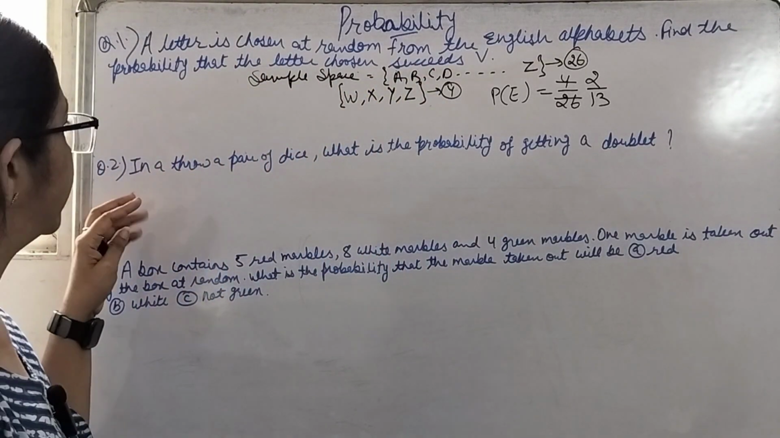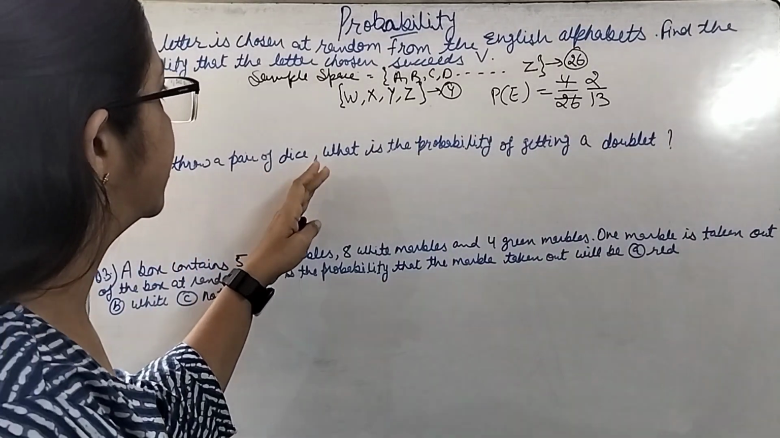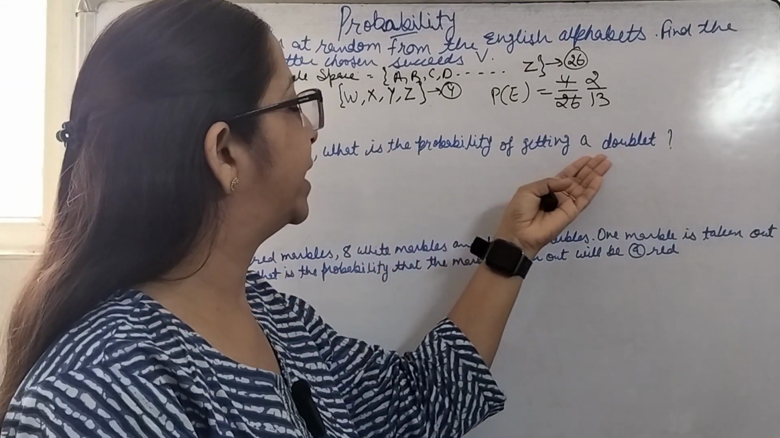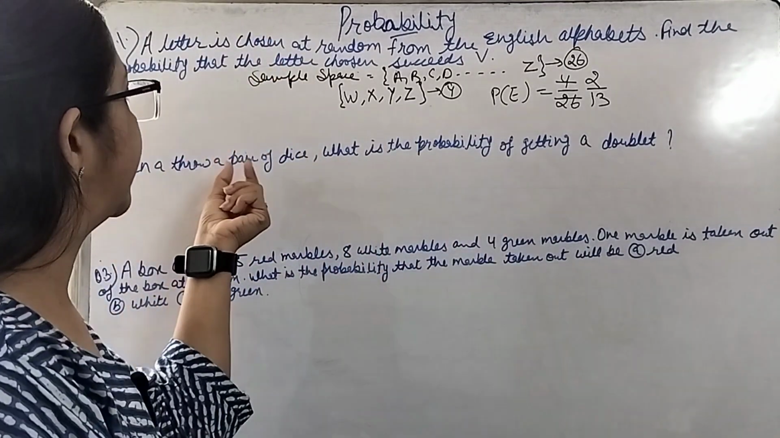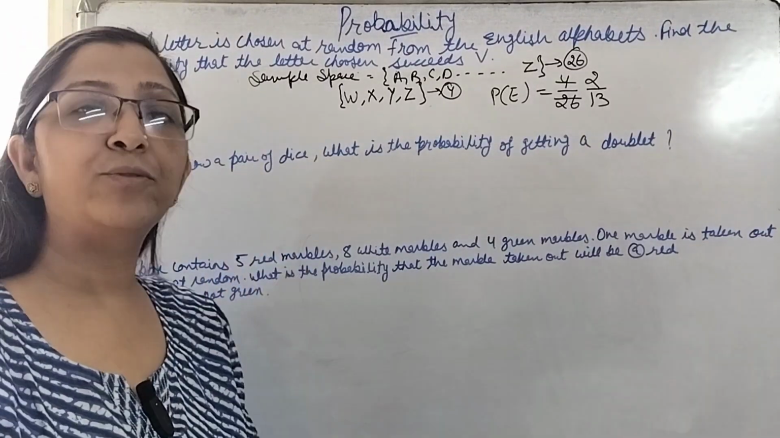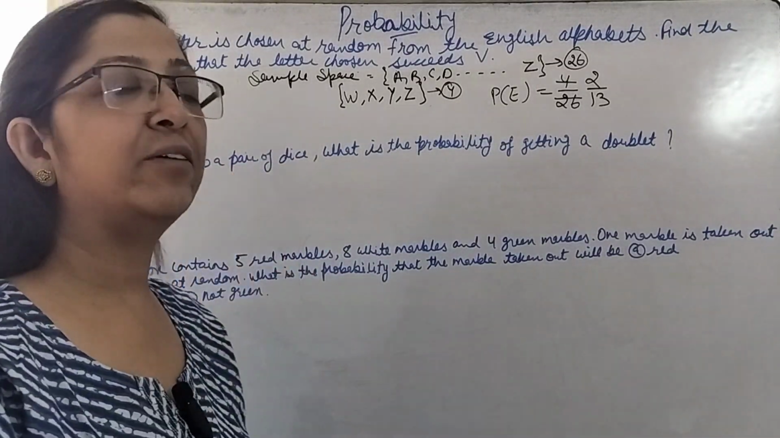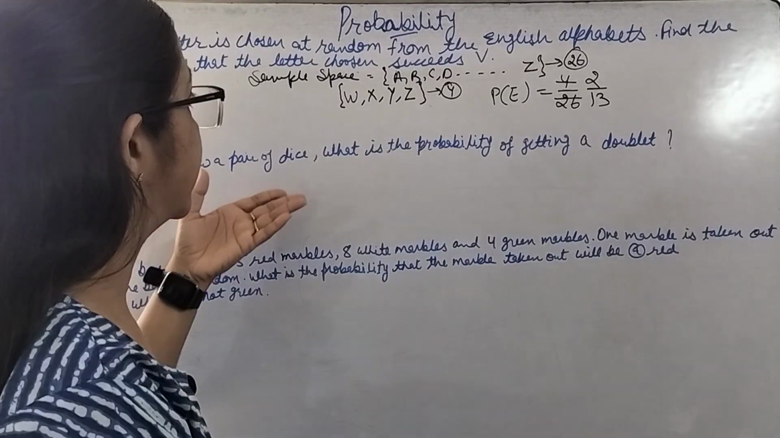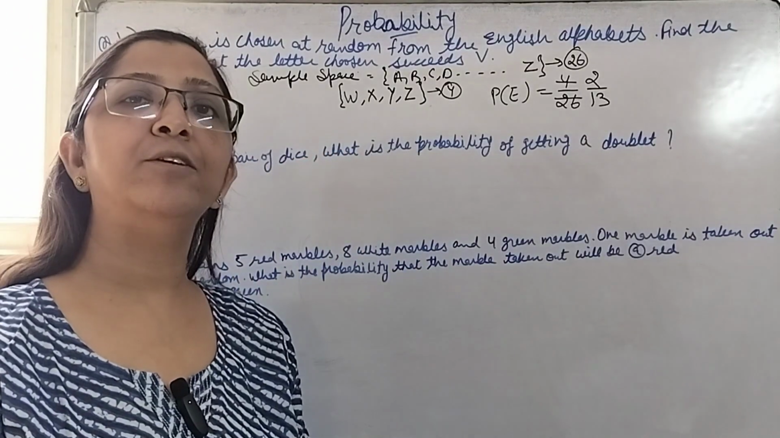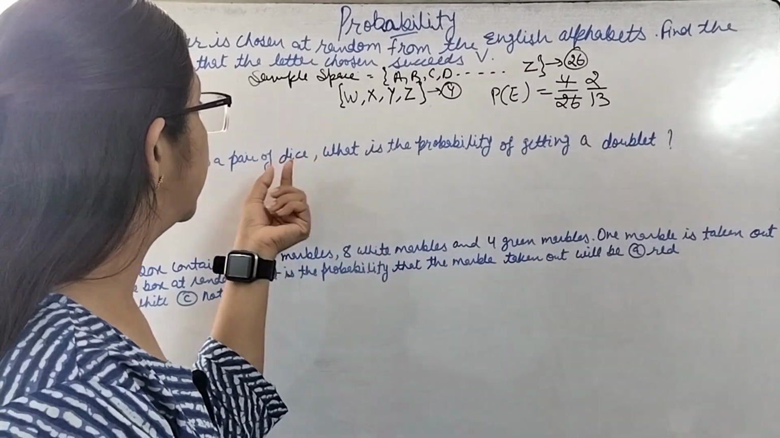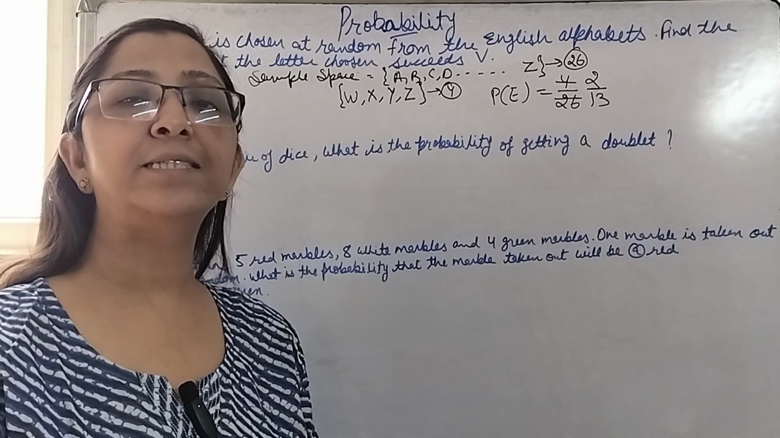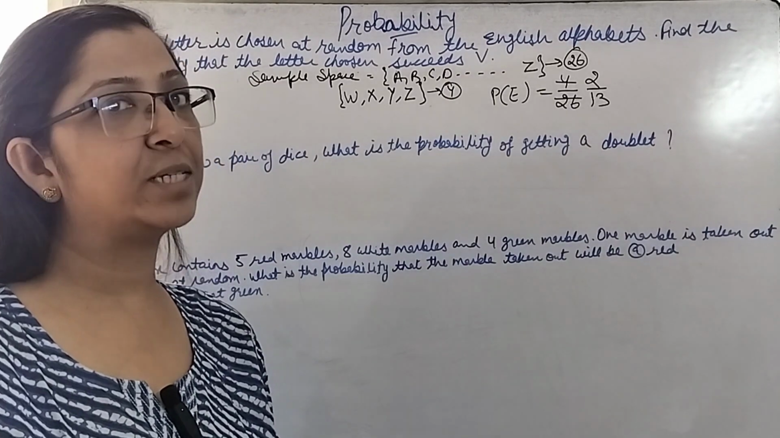The second question is, in a throw of a pair of dice, what is the probability of getting a doublet? A pair of dice means we have 2 dice, and we are throwing 2 dice. As we discussed in the previous video, whenever we throw 2 dice, there are 36 possible outcomes.